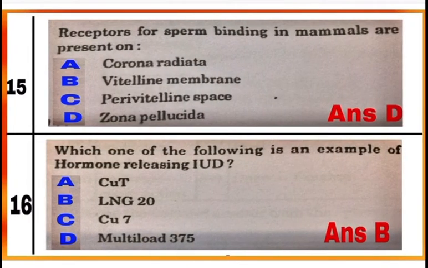Question 15. Receptors for sperm binding in mammals are present on? Option D. They are present on zona pellucida. Question 16. Which one of the following is an example of hormone releasing IUD or intrauterine devices? Option B. LNG20 is hormone releasing IUD.